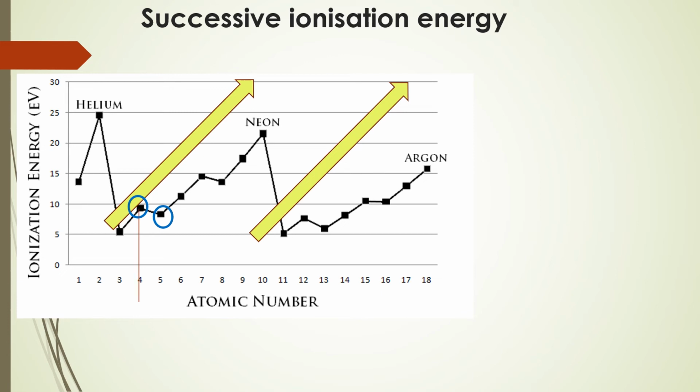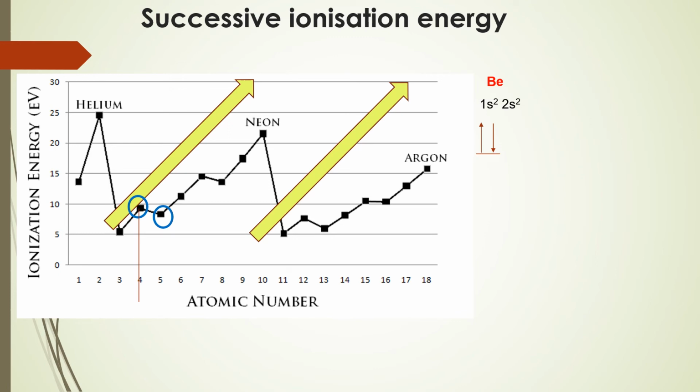So let's look at atomic number 4. Atomic number 4 is beryllium. Beryllium's configuration is 1s2, 2s2. So we will be looking at the valence shell, which is a 2s orbital. The 2s orbital has 2 electrons, so it is fully filled.